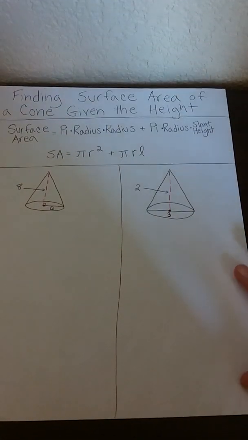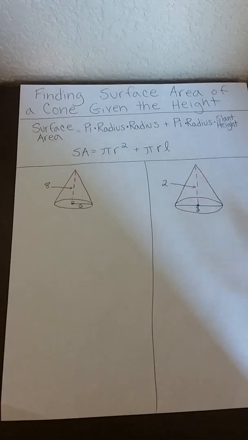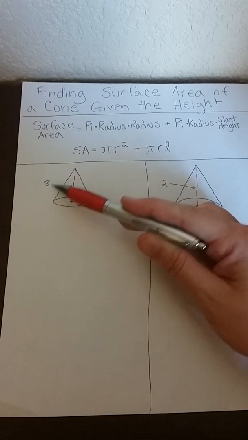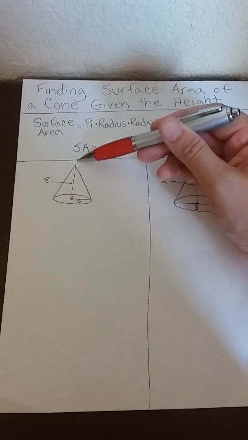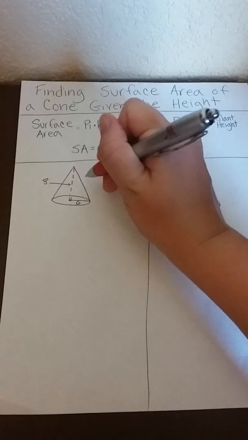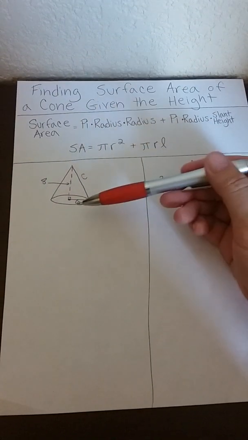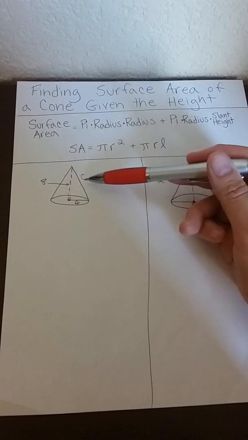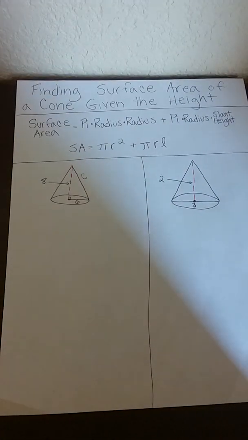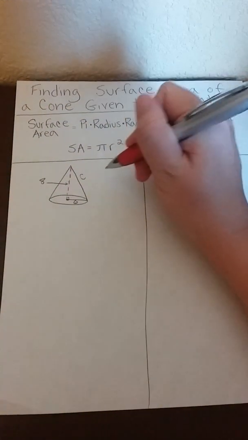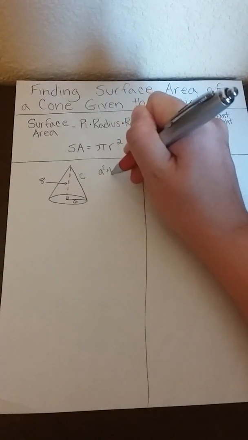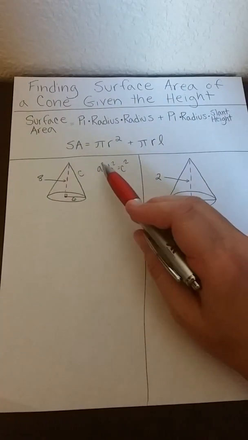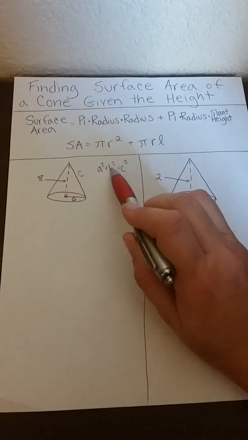So for example, let's look at this first example over here. This cone has a radius of 6 and a height of 8. I don't know the slant height, which is this slanted side here, so I'm going to call it C. Together, the radius, the height, and the slant height make a right triangle. So to find the missing slant height, I'm going to use the Pythagorean theorem, which is a squared plus b squared equals c squared. I'm going to make my radius a and my height b.